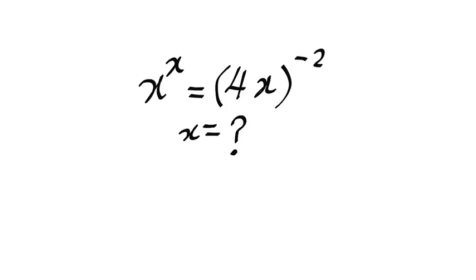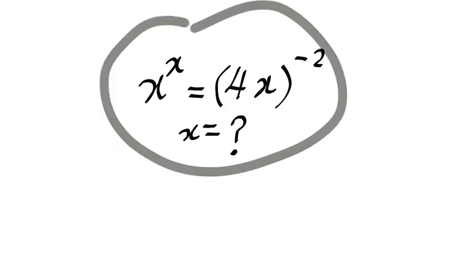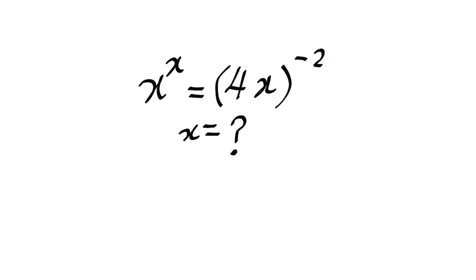Let's see how we are going to solve this problem on the board. We are given x to the power of x equals (4x) all to the power of minus 2. Then what's the value of x? So now what are we going to do from here?